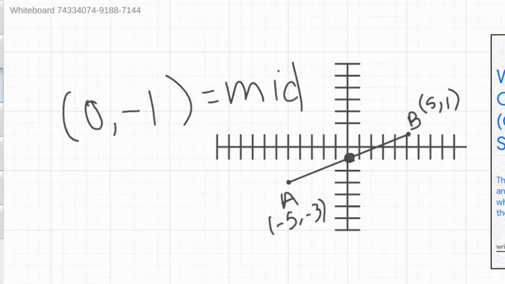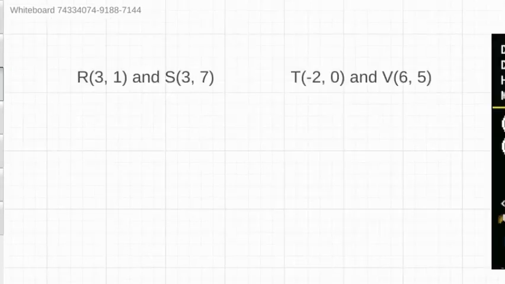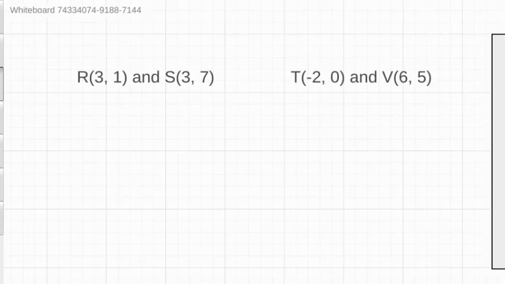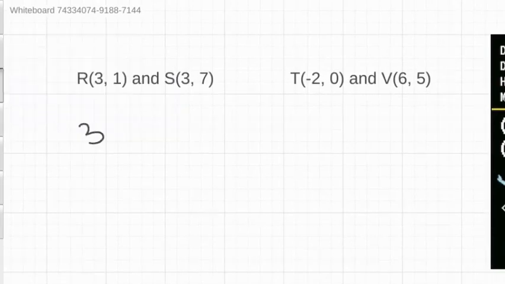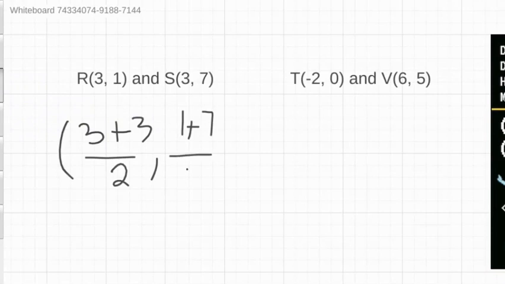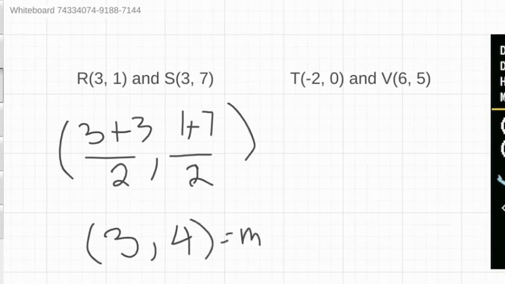So that's our point. Okay, so this time we only have the coordinates and we don't have the actual line. So we need to plug this first one in, and we would get 3 plus 3 over 2 for x and 1 plus 7 over 2 for y. 3 plus 3 is 6, divided by 2 is 3. 1 plus 7 is 8, divided by 2 is 4. So that is our coordinate. Our midpoint is 3, 4.